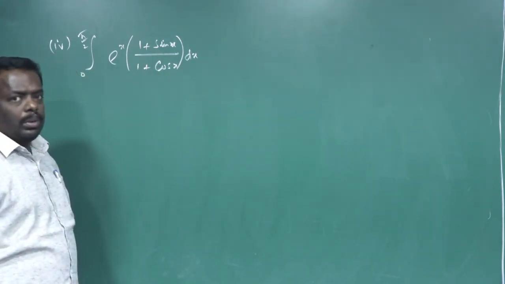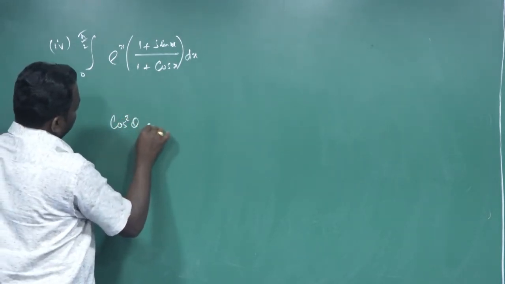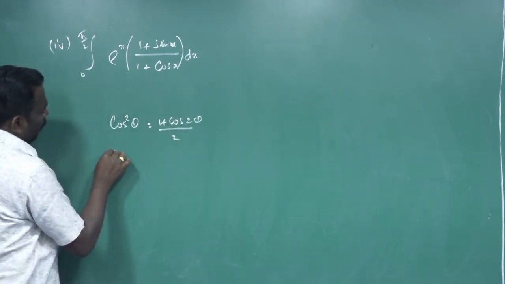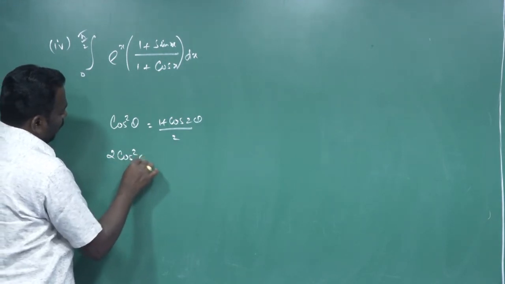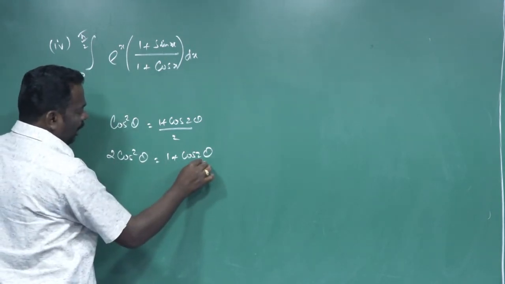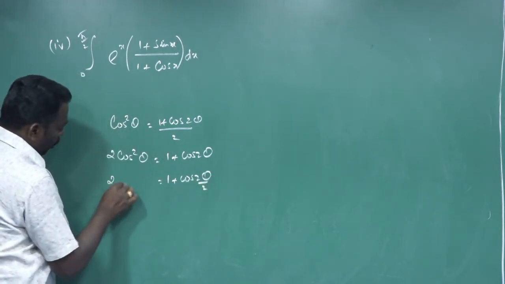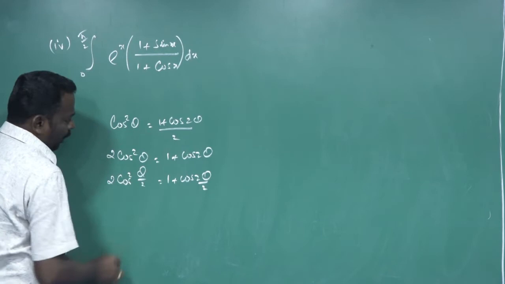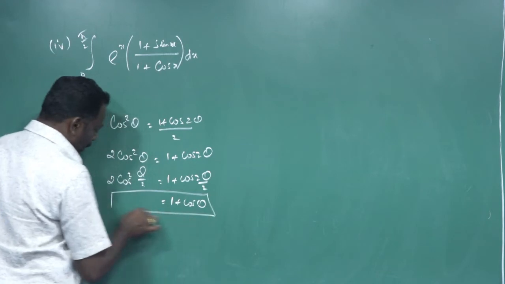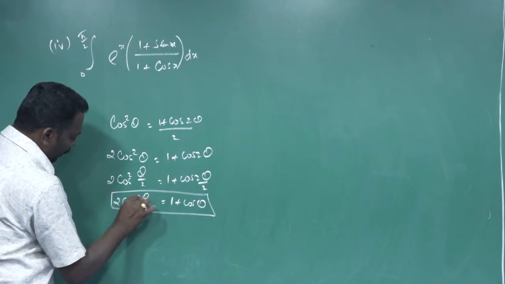So before going to solve the sum, we know the formula: cos square theta is equal to 1 plus cos 2 theta by 2. Therefore 2 times cos square theta is equal to 1 plus cos 2 theta. Now the arguments are divided by 2: 1 plus cos 2 theta by 2 is equal to 2 times cos square theta by 2. The 2s cancel, 1 plus cos theta. Therefore 1 plus cos theta equals 2 times cos square theta by 2.